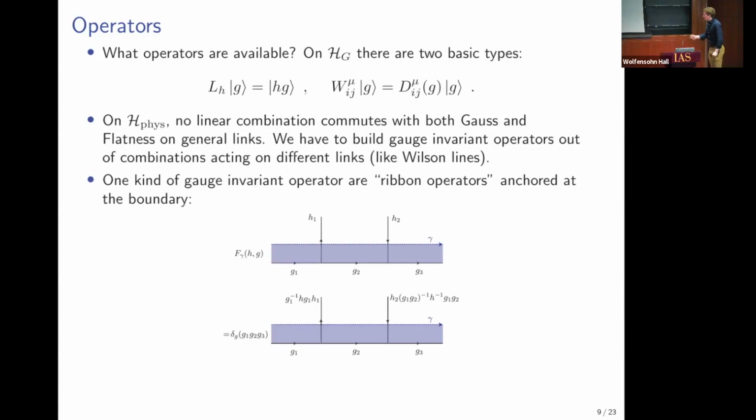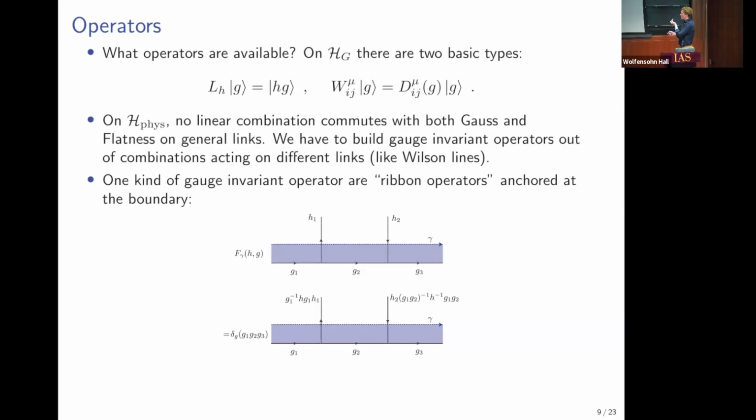I expect you can't see all the little indices I've written here. It's not that important, but let me explain what I'm trying to show. Here is a lattice with five links. There are three links going horizontally, and then these two links coming up vertically. The ribbon is this blue shaded region that we call gamma, and it's oriented, going from left to right. A ribbon operator is this F subscript gamma, so that subscript tells you it's acting on this ribbon.